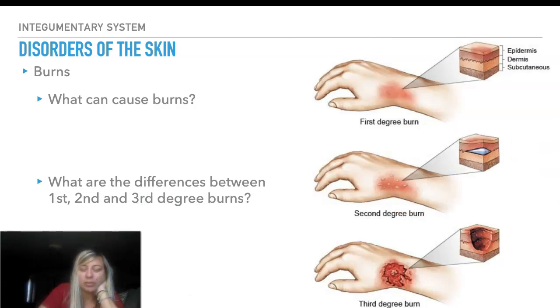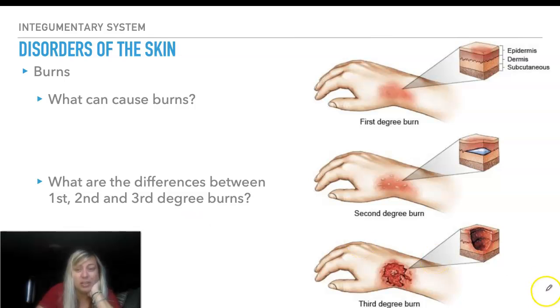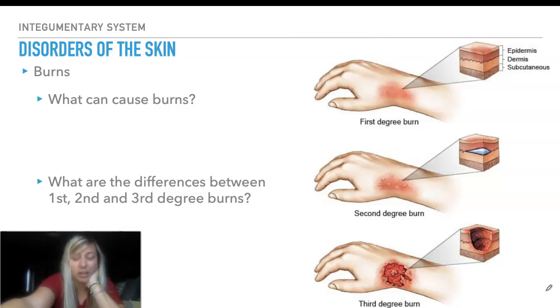The first disorder that we're going to look at is burns that occur on the skin. Different things can cause burns. Usually, when you think of a burn, for most people, the first thing that comes to mind is touching a hot surface. So, heat is one of the things that can cause burns. In addition to heat, though, there are other things that can cause burns on our skin.